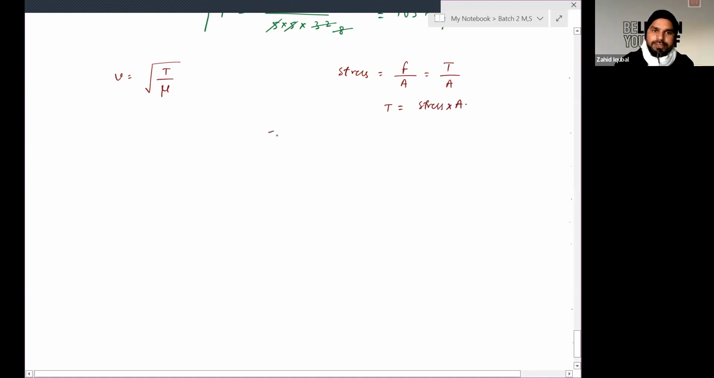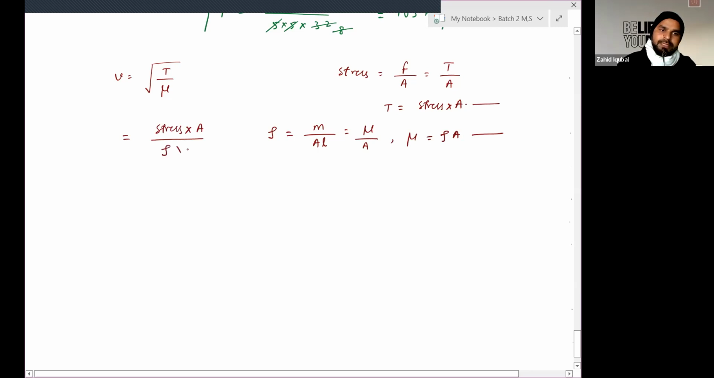Next is volumetric density, rho, which is mass by volume, and volume is area times length. Mass per unit length is also called linear mass density, mu, divided by A. So mu from this part will be rho times A. If you substitute these two parts in this equation, you will get root under stress multiplied by area, by rho multiplied by area. This part and this part will cancel out. So you'll get velocity equals root under stress by rho.